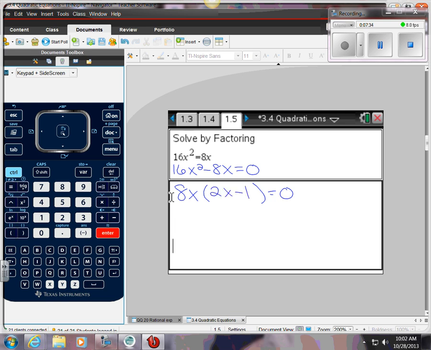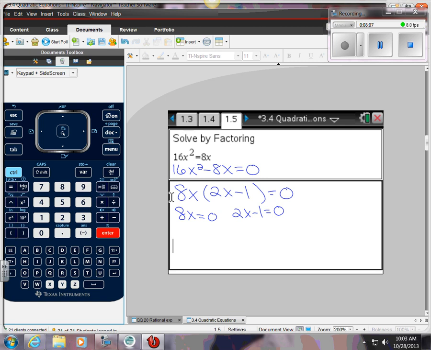Is everybody clear on how we got 2x minus 1? If you're not, speak now or forever hold your peace. We're good. Now what? Set what equal to 0? Both of the factors. So 8x equals 0, 2x minus 1 equals 0. Each factor gets set equal to 0. Now what?